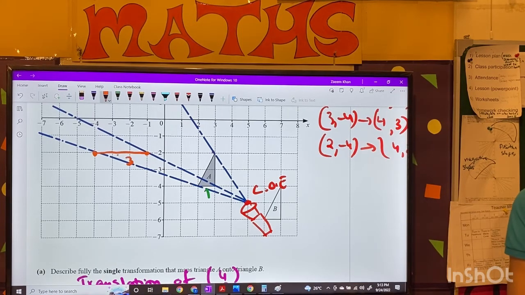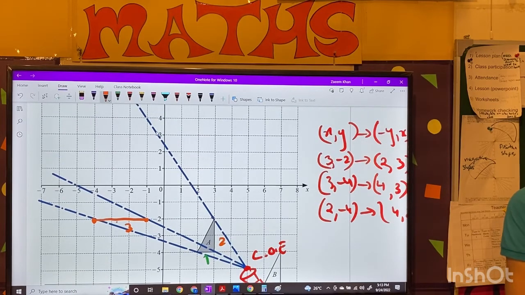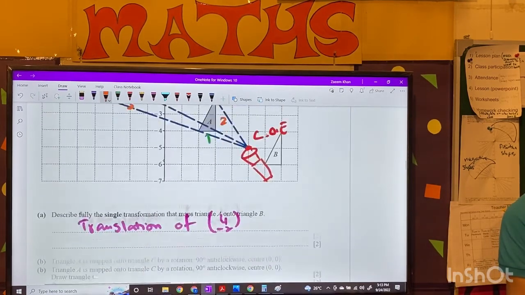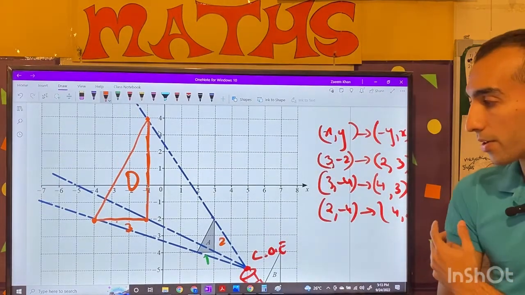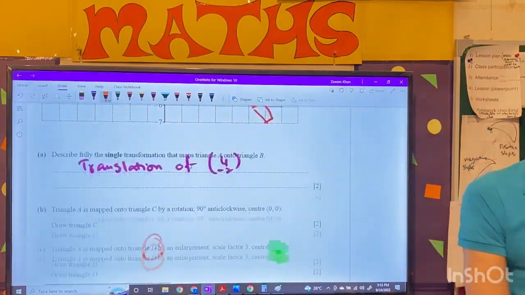ठीक है, हाउ मच इज हाइट ऑफ द ओरिजिनल शेप? 2. इसको 6 टाइम्स 3 करेंगे तो दैट्स गोना बी 6. If you count from here 1, 2, 3, 4, 5 and 6. If you join this, and preferably do this with a ruler, do not do it like this in an exam. You're supposed to label it D. Triangle D. There you have it. That's your triangle D with a scale factor of 3 and center 5, negative 5.